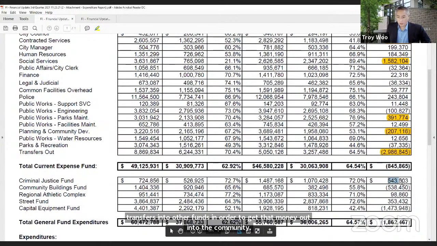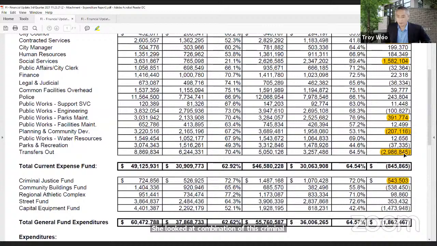If you look at a combination of this, criminal justice, $543,000 and the $244,000 in police, that's almost entirely labor and technology investments for the police department.